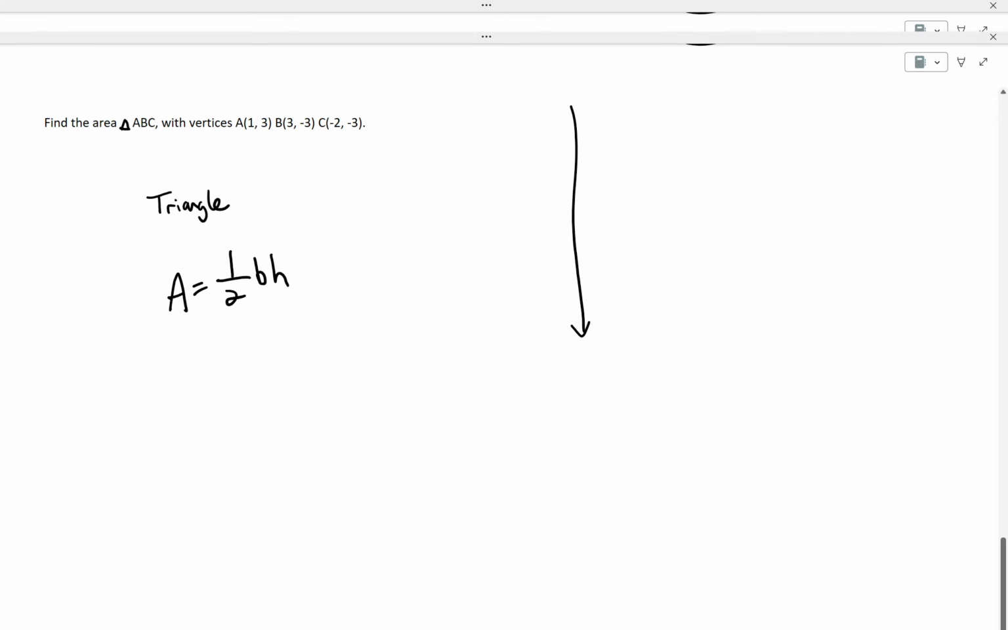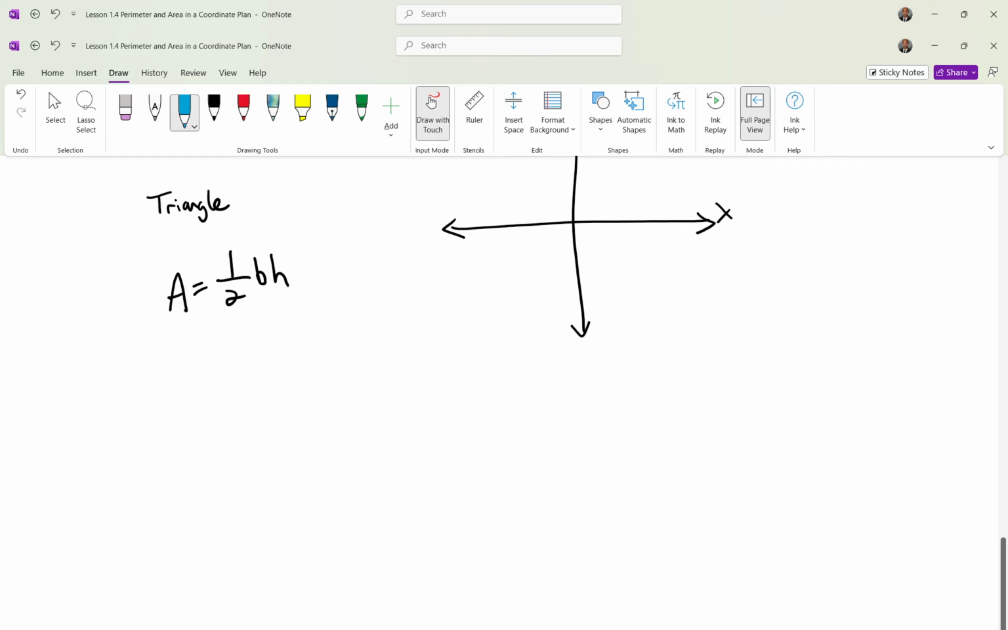So again, this is a triangle. Since it's a triangle, the area formula is 1/2 lowercase b times h, base times height. You've probably heard this before from when you were in 7th grade, because that was a 7th grade standard. You should have been taught that back then. So here we go. Y and x, my two axes for my coordinate plane. Sorry, I misspoke there.